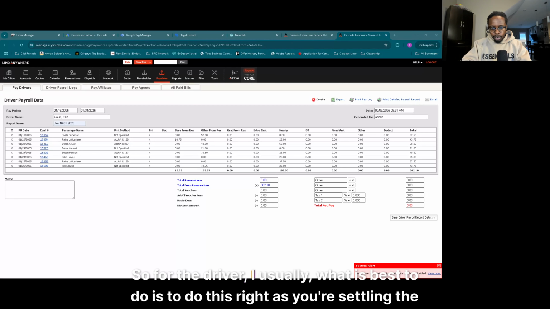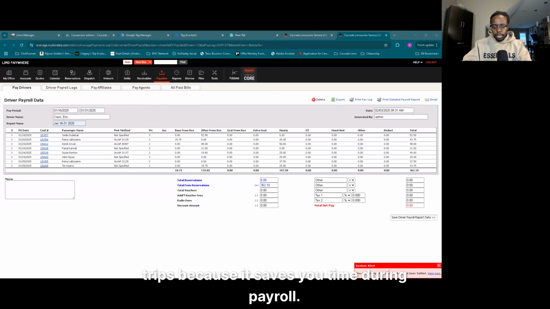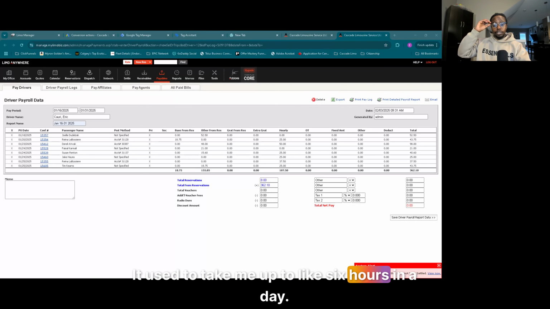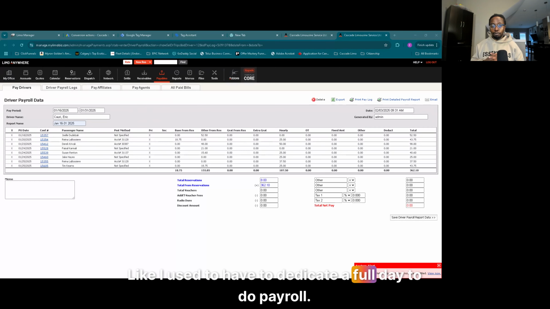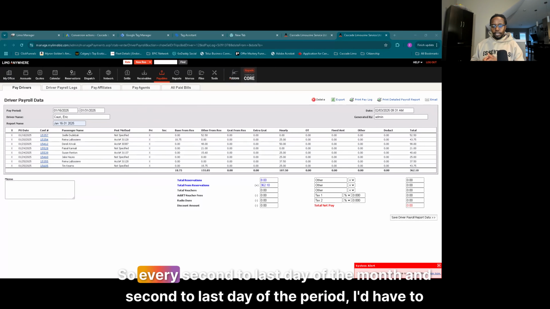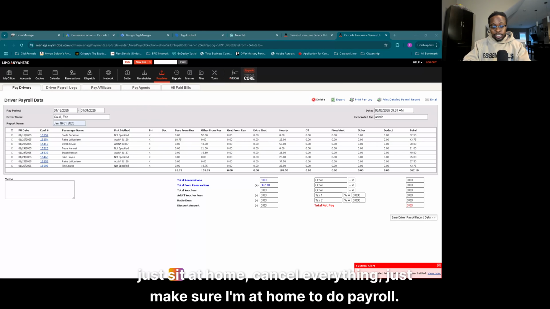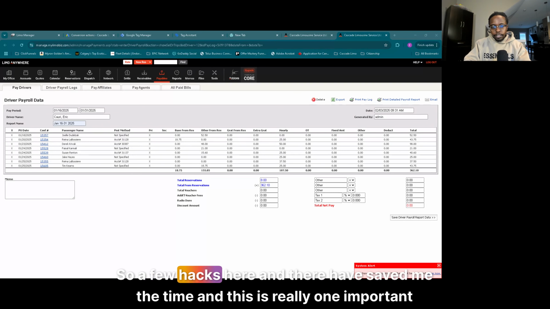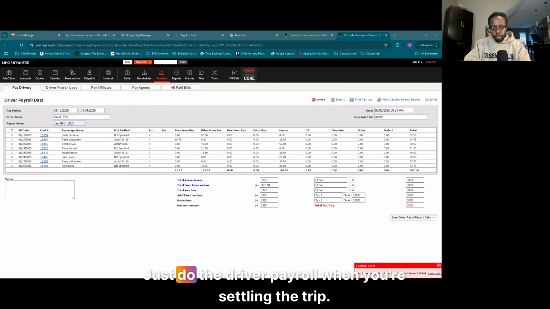For the driver, what is best to do is to do this right as you're settling the trips, because it saves you time during payroll. It used to take me up to like 6 hours in a day. I used to have to dedicate a full day to do payroll. Every second to last day of the period, I'd have to just sit at home, cancel everything, and make sure I'm at home to do payroll. It was painful. A few hacks here and there have saved me the time, and this is really one important one. Trust me. Just do the driver payroll when you're settling the trip.